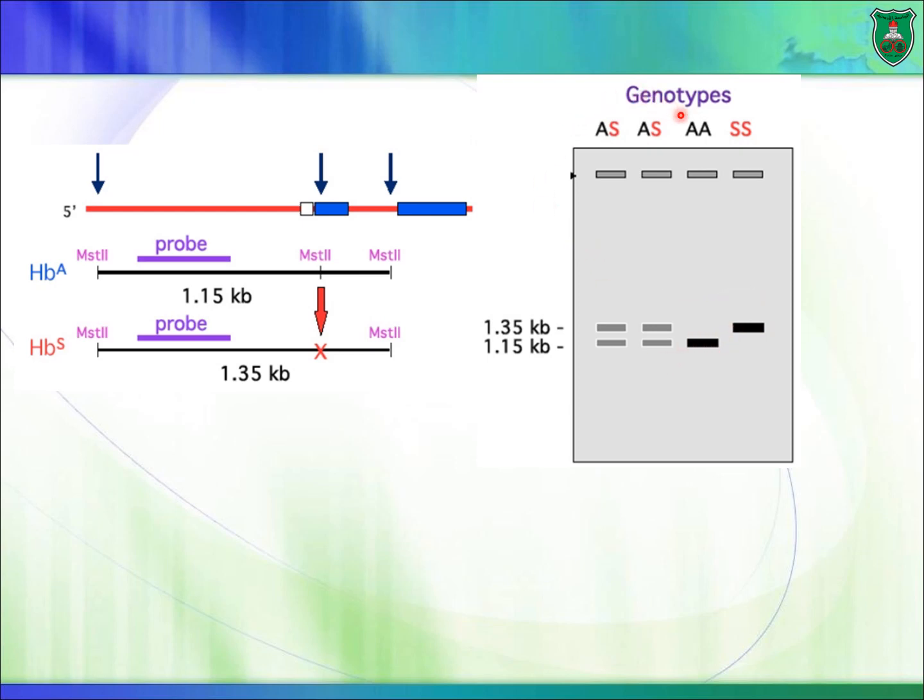If a person is a carrier, having both alleles, the one without a mutation and the other with the mutation, then the probe would recognize the long DNA fragment as well as the shorter DNA fragment, the 1.35 kilobase fragment and the 1.15 kilobase DNA fragment. Okay, so this person is a carrier.